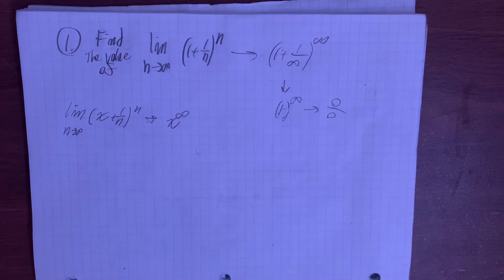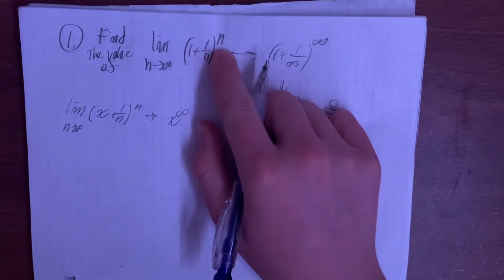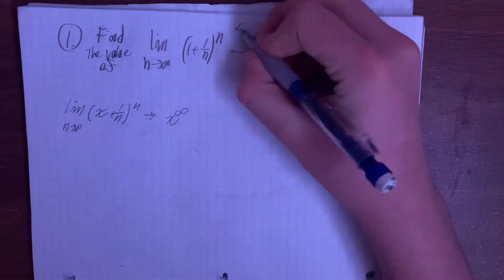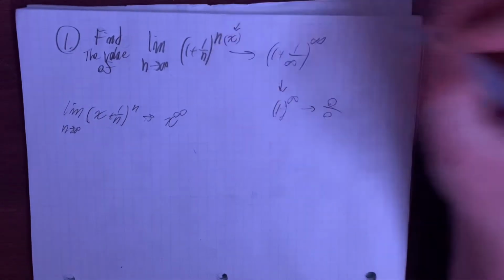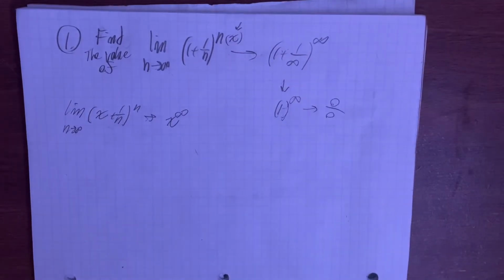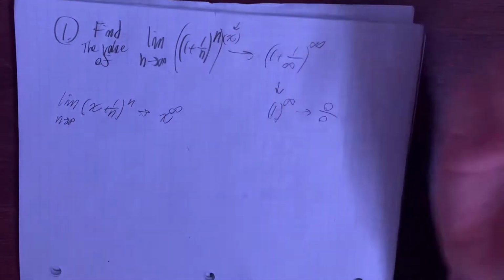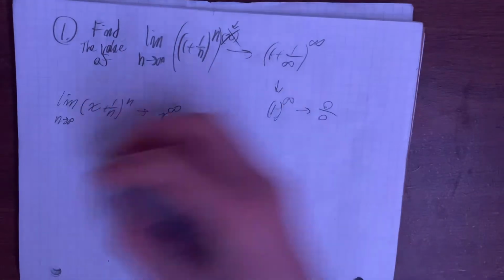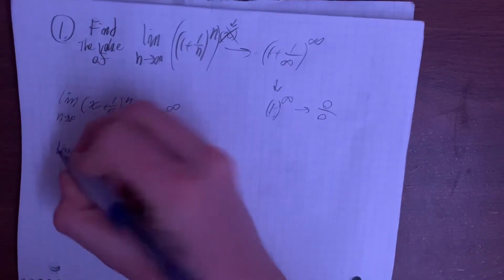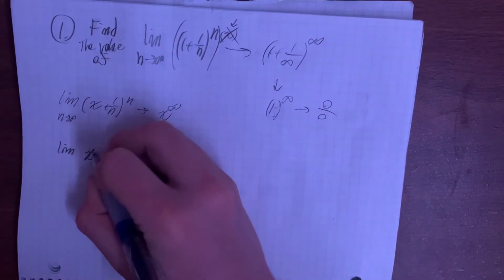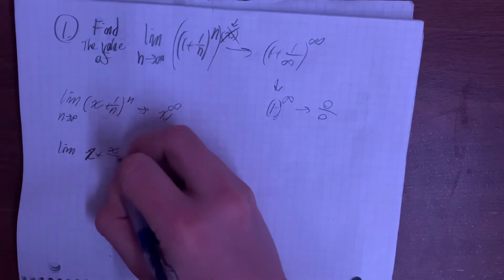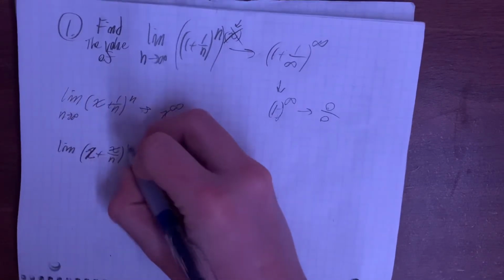So what if we put the x in the exponent here, next to the n? Well, that's not helpful, because that's just our original limit to the power of x. So that's not going to help us. So let's just consider this: what if we do 1 plus x over n, to the n?